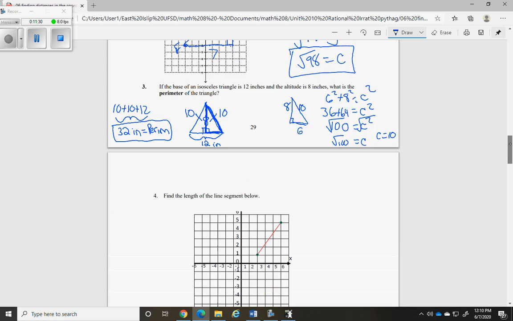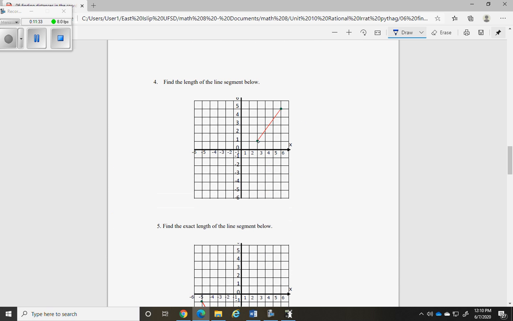Let's take a look at number 4. Find the length. All right, let's just draw a right triangle and count 1, 2, 3. 1, 2, 3, 4. Ooh, do you remember that famous right triangle, the 3, 4, 5 right triangle? If the legs are 3 and 4, the hypotenuse is guaranteed to be 5. So instead of doing a Pythagorean theorem for my work, I'm going to say this is a Pythagorean triple. If the legs are 3 and 4, the hypotenuse is 5.